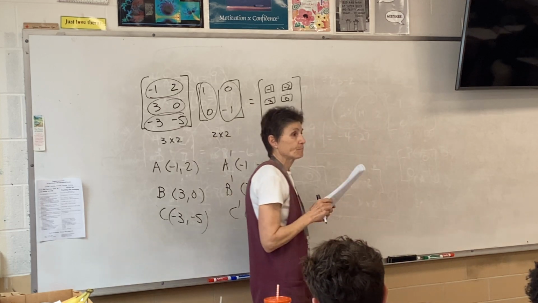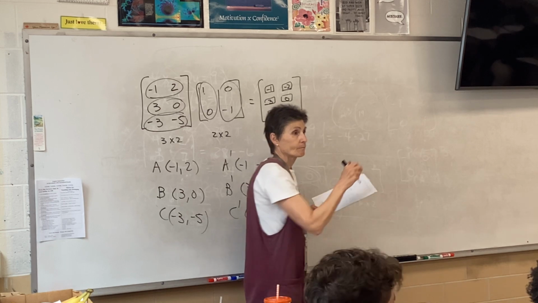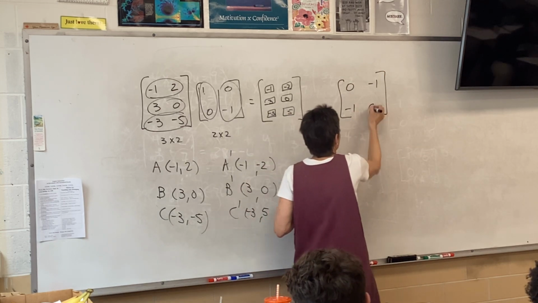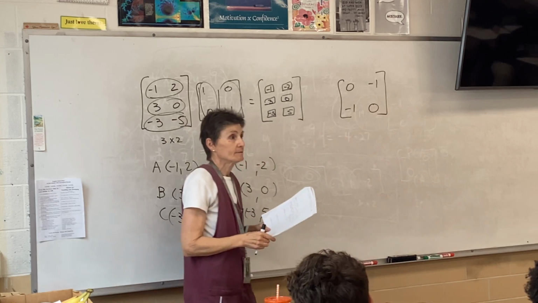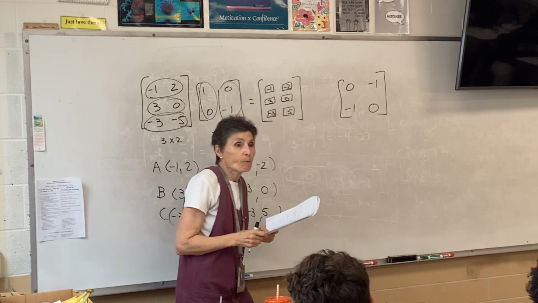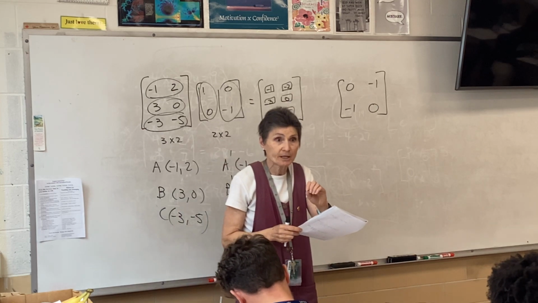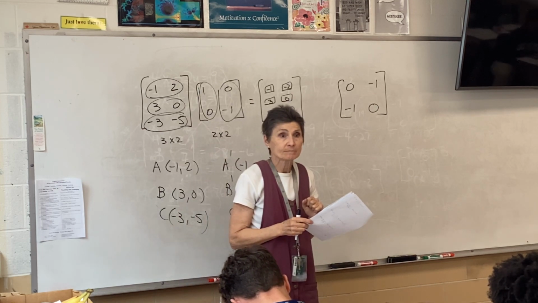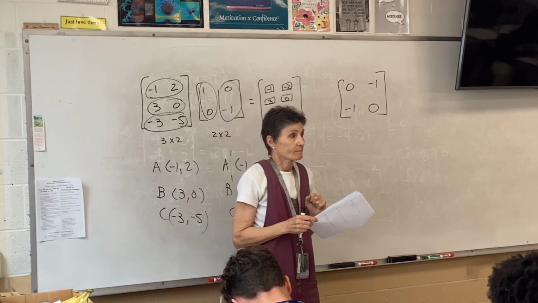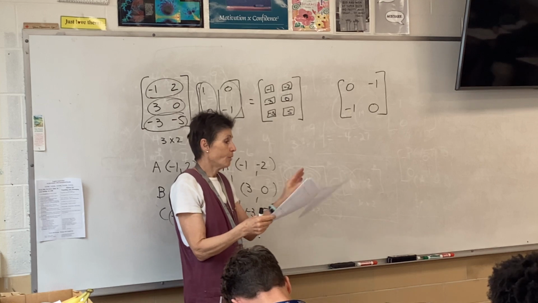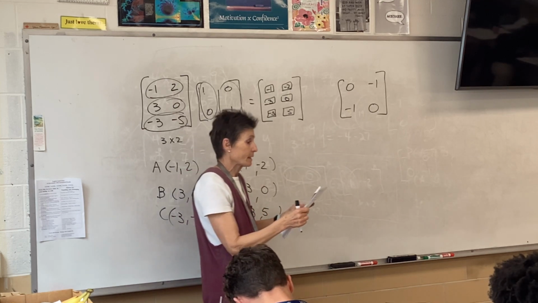What do you think? Would it be 0, -1? 0, -1? -1, 0. What do you think? I think that's perfect because she took the identity reflection and made it negative. Beautiful, beautiful, beautiful. Okay, so that's it.